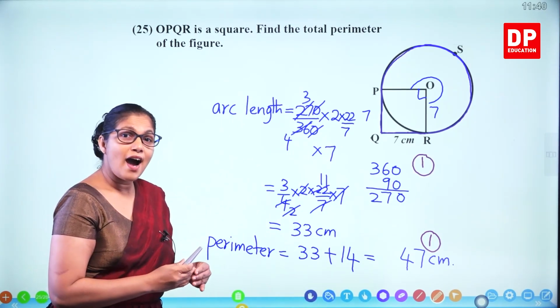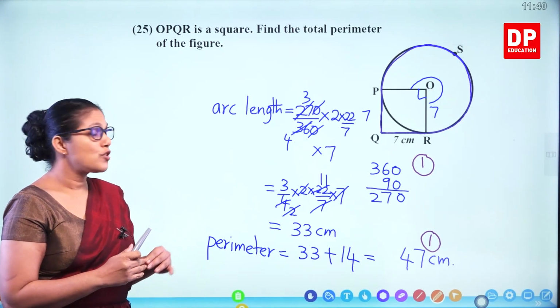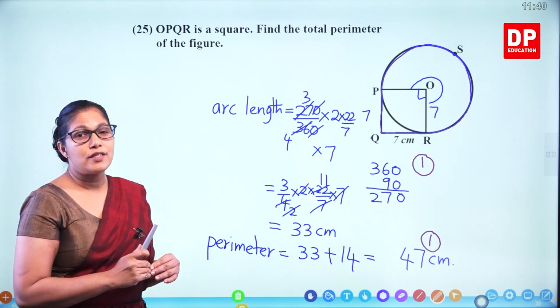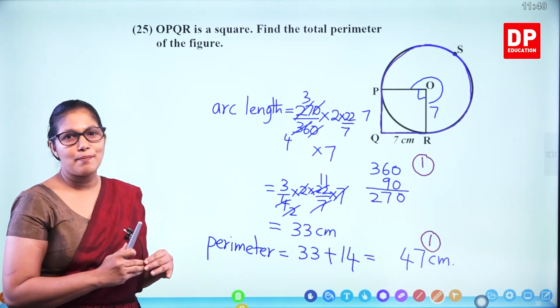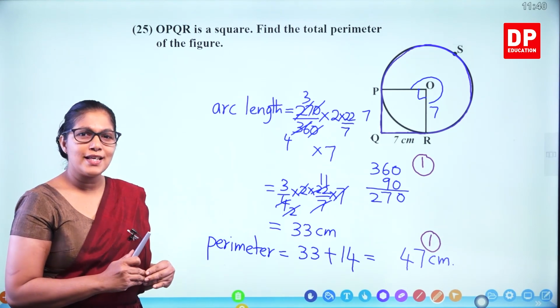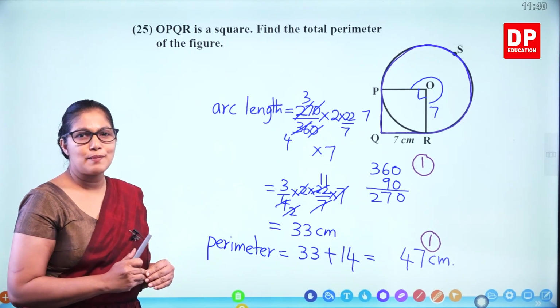So this is the last question in this paper. We did all 25 questions, and make sure that you do the questions first and then look at my answers and check. Each question is worth 2 marks, so we gave 50 marks for this paper as well.